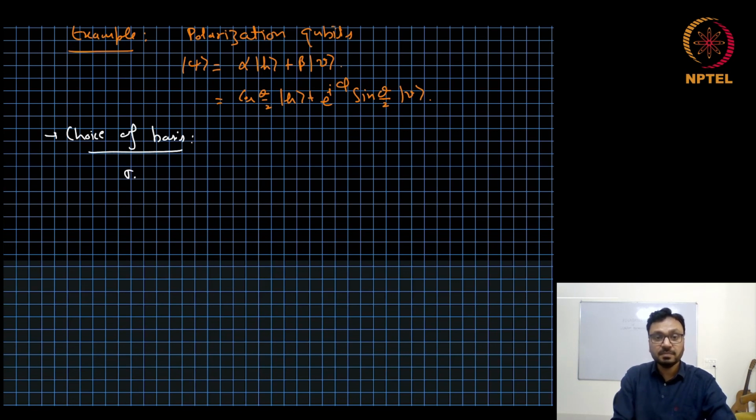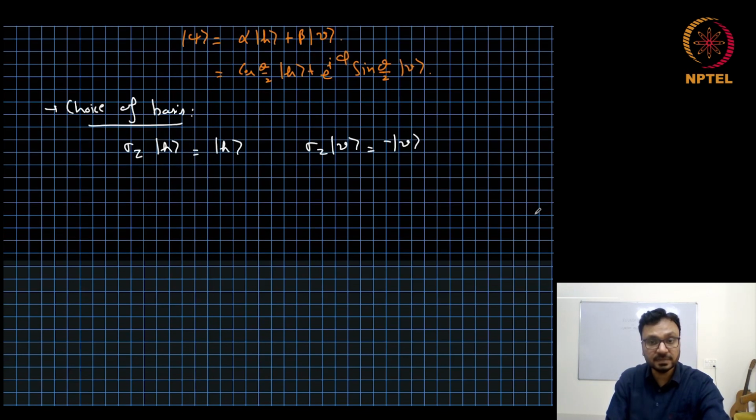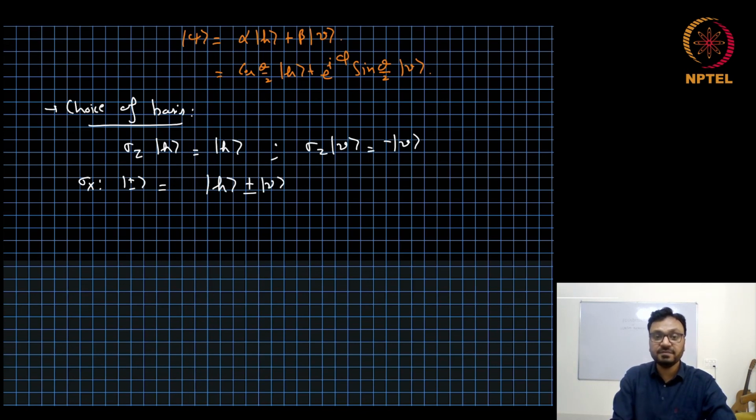We say that h and v are the eigenbases of sigma z. So it means sigma z acting on h will give h, horizontal polarization, and sigma z acting on v will give minus v. So h and v are the positive and negative eigenvectors of sigma z. This is our choice of basis. If that is the case, then the sigma x eigenvectors, which were plus and minus, will be (h plus minus v) over root 2.